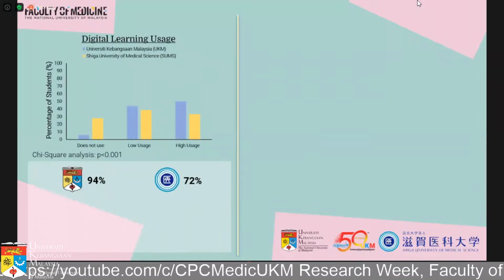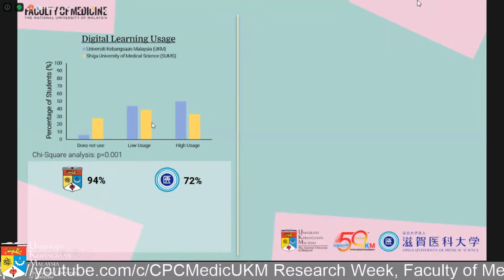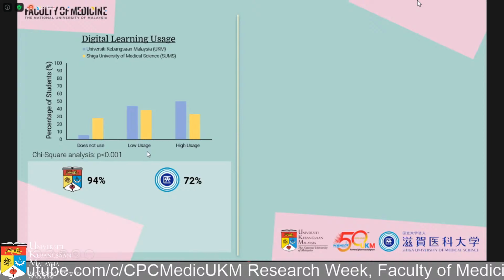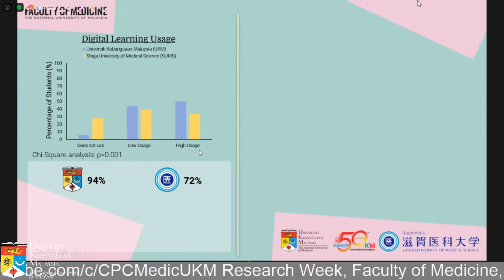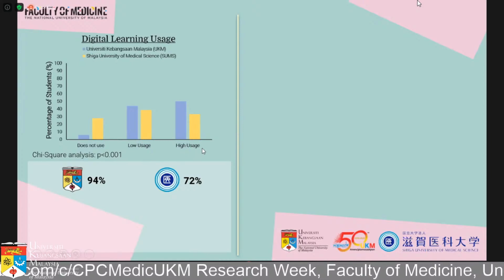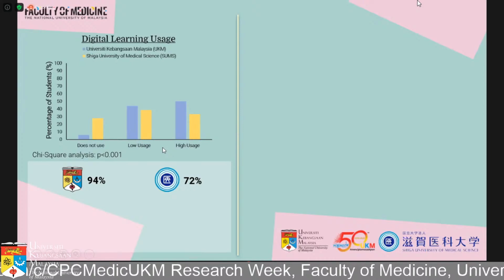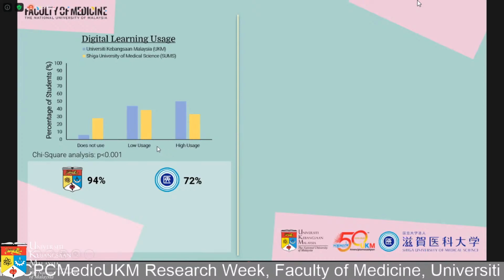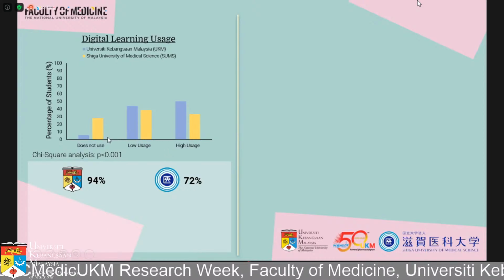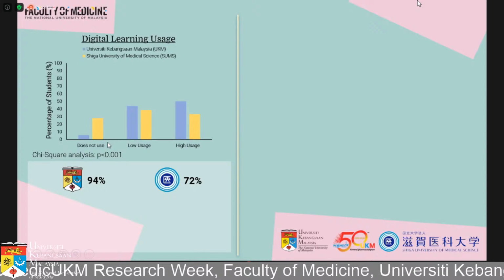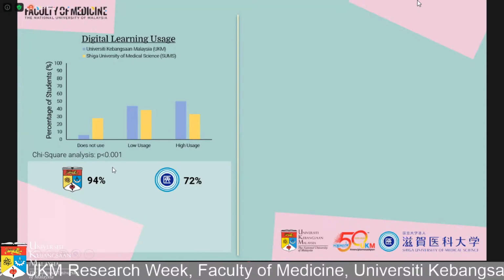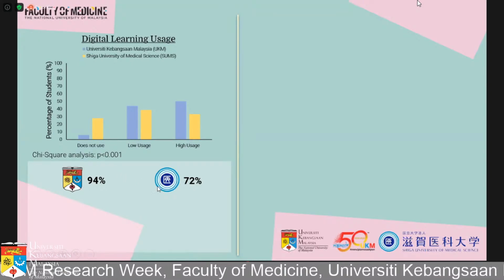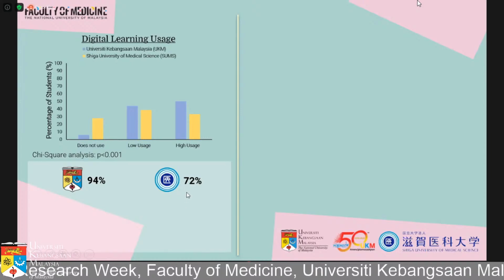So going into the main objective of our study, for the frequency of digital learning usage, we have divided into 3 groups: high usage, using at least 3 times per week; low usage, using less than 3 times per week; and does not use.